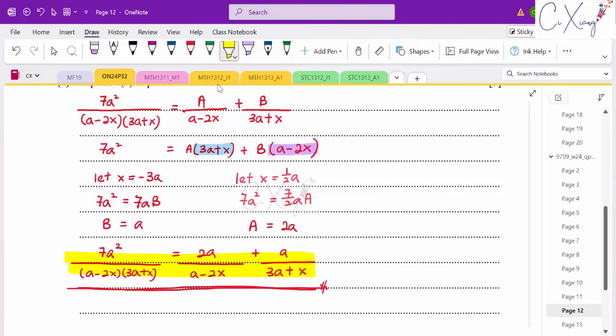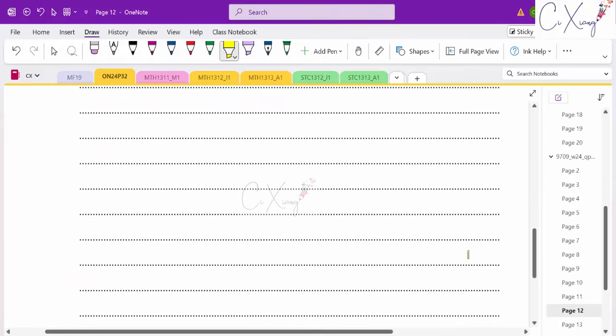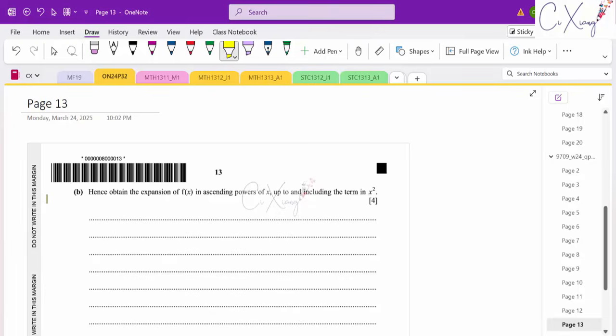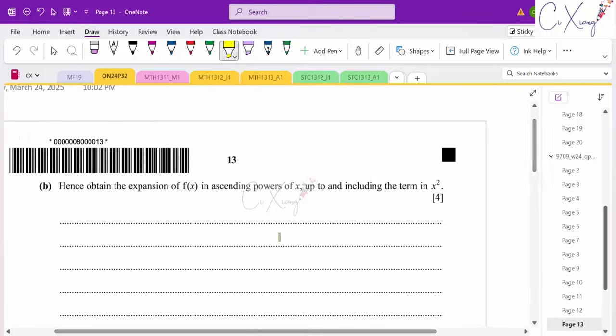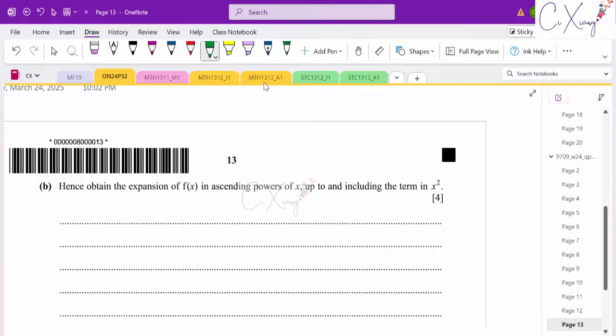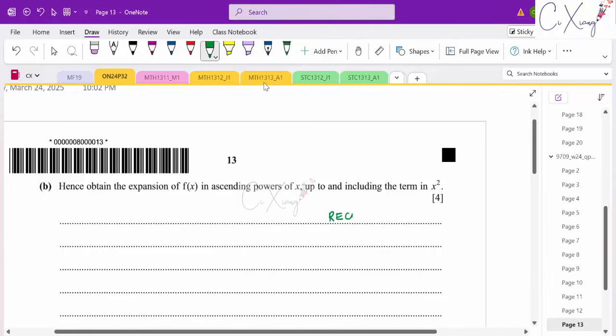Right, so maybe you can continue to part B. Let's have a look at part B. For part B, they said hence obtain the expansion of f(x) in ascending powers of x up to and including the term in x squared. So this question is basically about the binomial expansion. The formula is provided in the formula booklet.